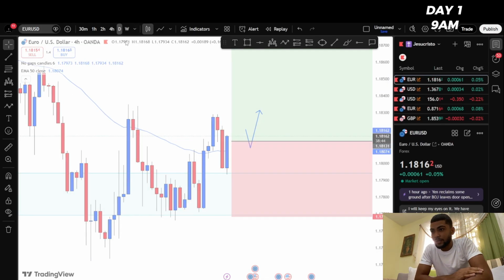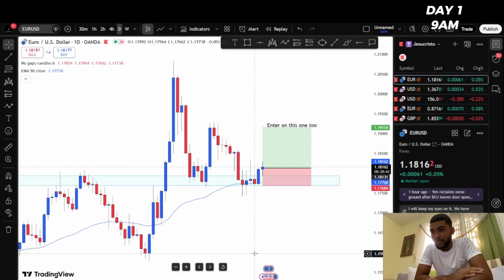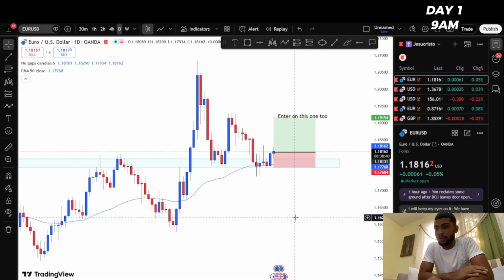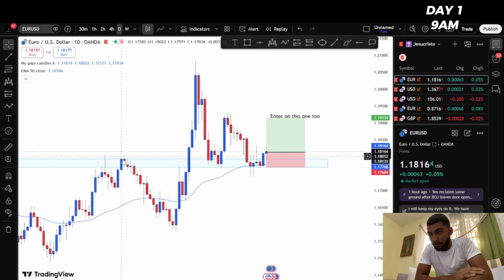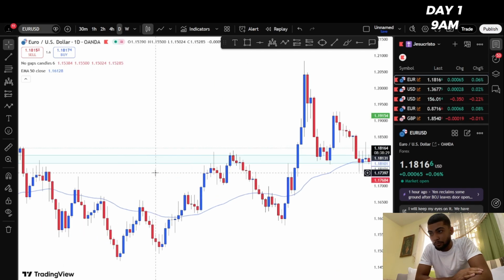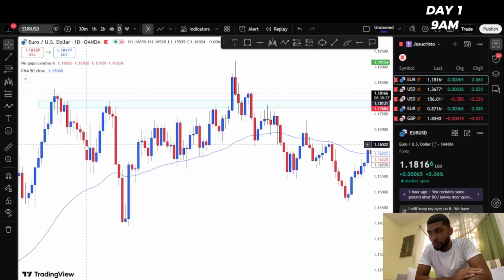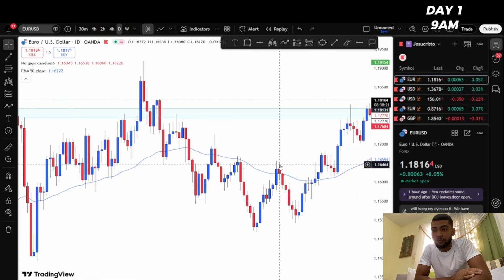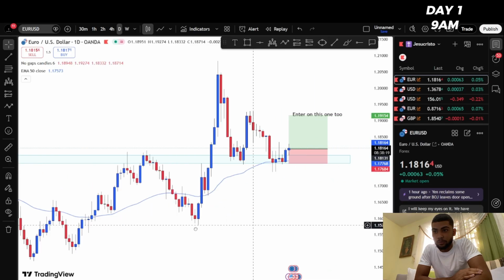Next, I have my daily area of interest, my level of support. As you can see, when we are below, we have a push to the downside. When we are above, we have a reaction to the upside. When we are above, we have a push to the upside. When we are below, we have a push to the downside. As you can see, this is a very, very well respected level of support.